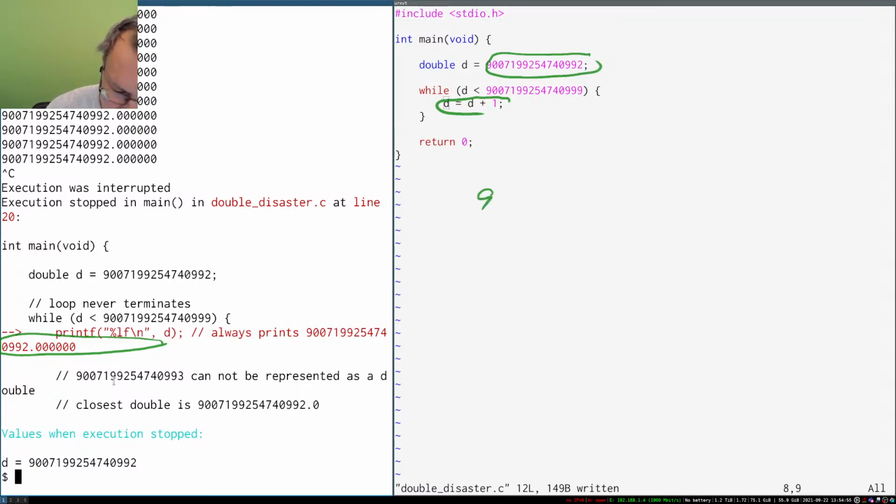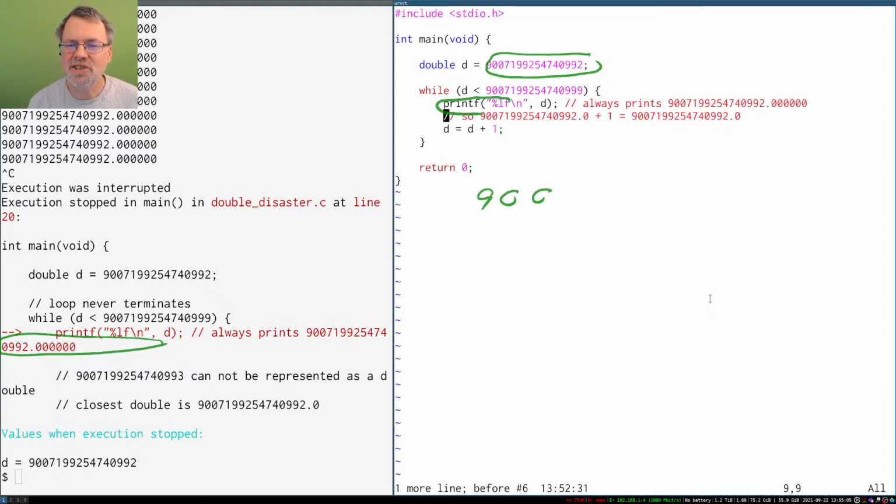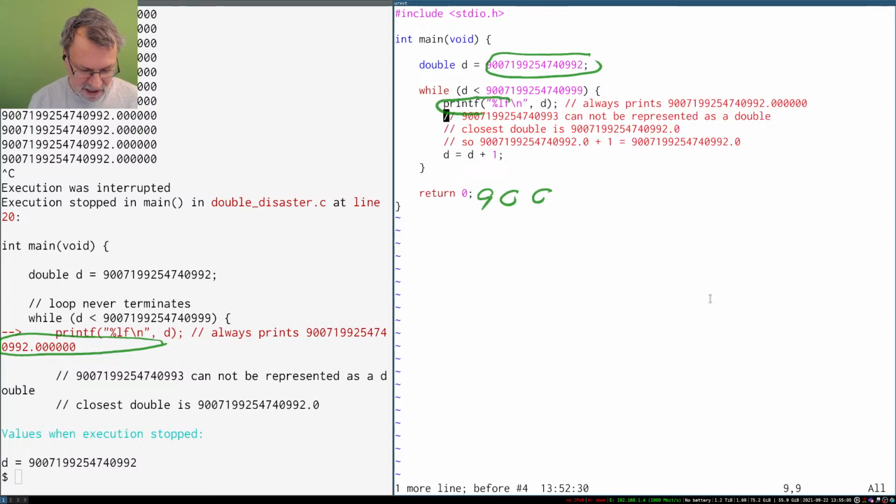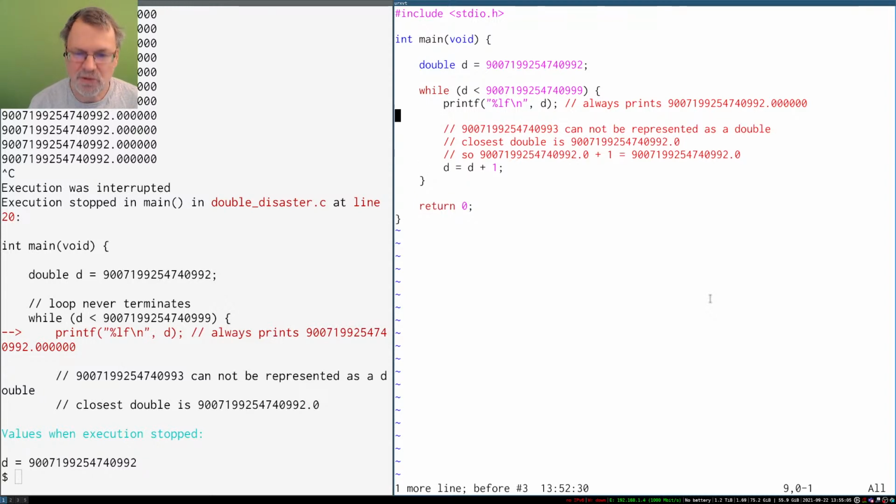It turns out that... Oh, actually, I can bring back the spoilers. Maybe that's the easiest way to do it. Alright, I'll bring back the spoilers. It turns out that if you add 1 to D, you get the same number. How can that be? This is one place that doubles are a bit dangerous.